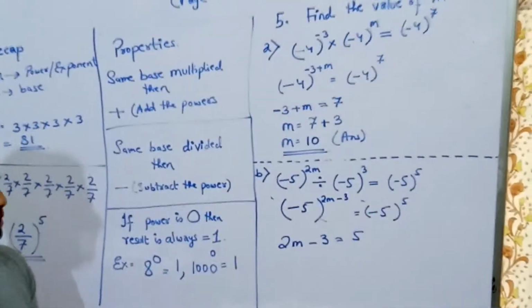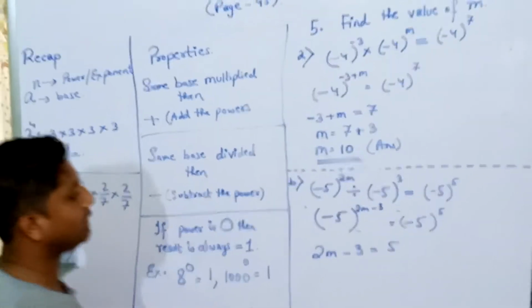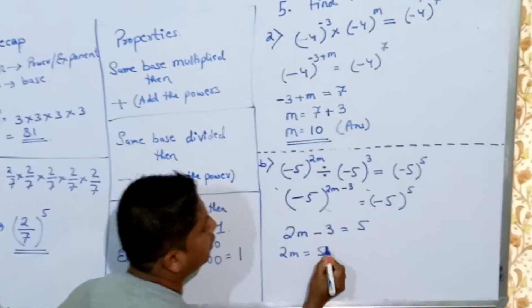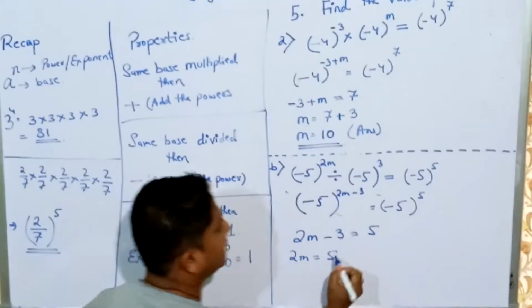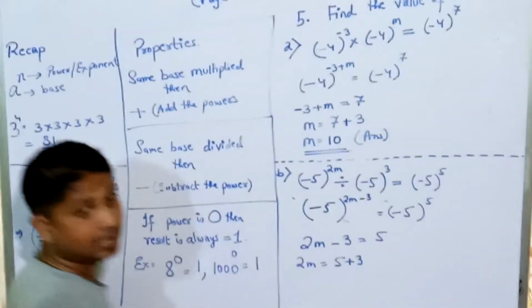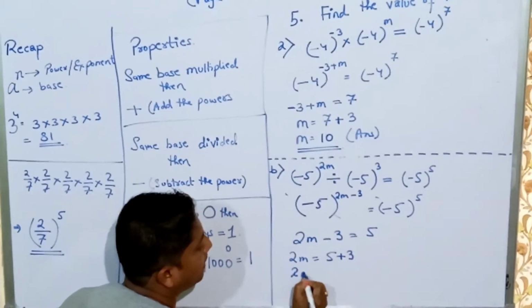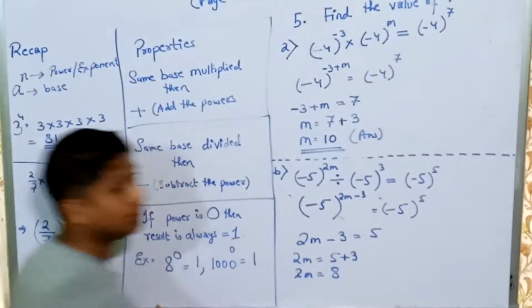Now the question is, find the value of m. So try to keep m on the left hand side, and as I have already said, minus 3 goes to the other side and it gets converted into +3. And now you will see, 2m equals to 5 plus 3, which is 8.